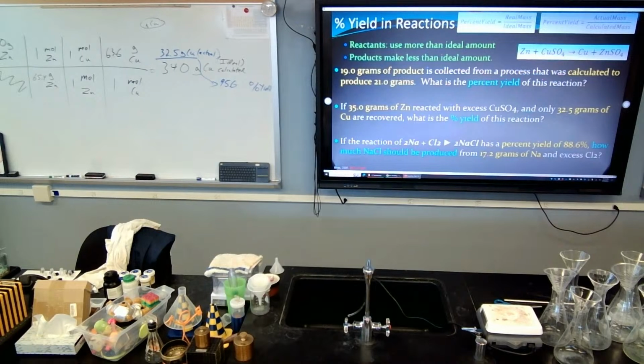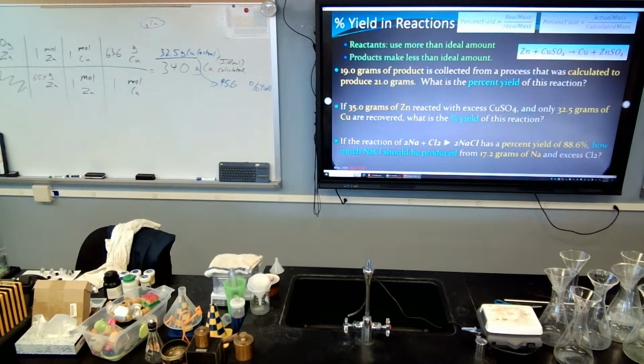43.7 grams of sodium chloride. Would you say so? 43.7, okay. 43.7 grams of sodium chloride. This is still the denominator of our percent yield calculation. The bottom is always the calculated value.